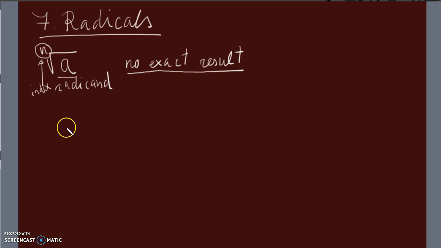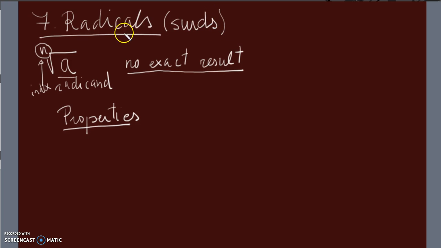Okay, so in the first place, we're going to see some properties of radicals. Well, I haven't said before, but radicals in English are also called surds. Okay, it's the same name, it's the same meaning. So radicals or surds.